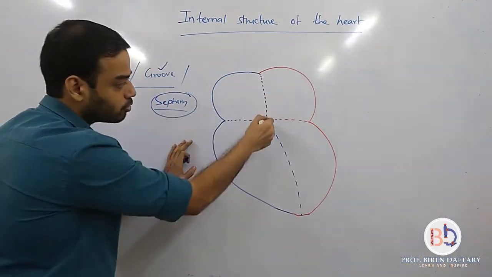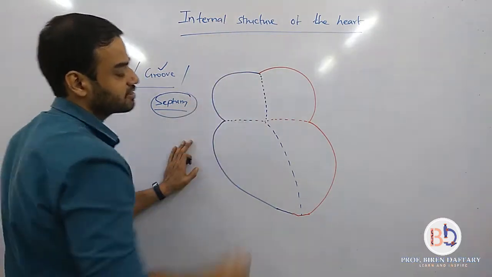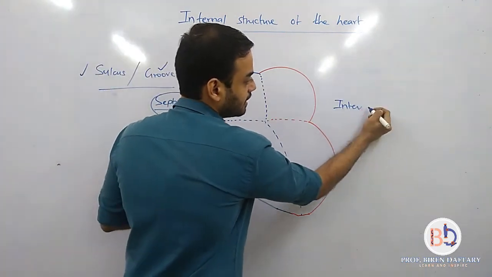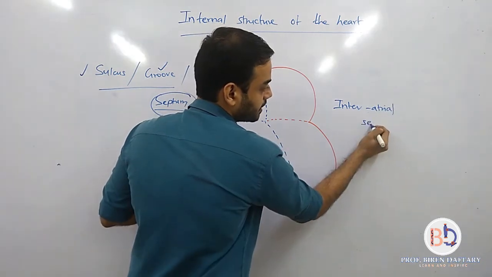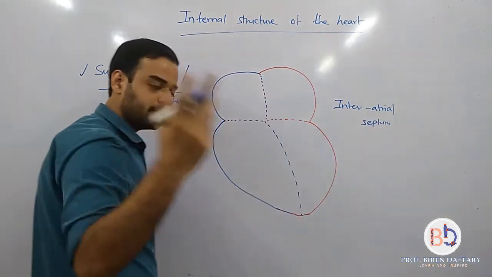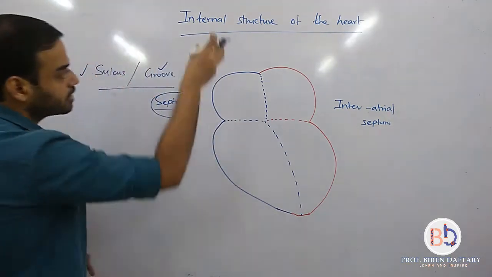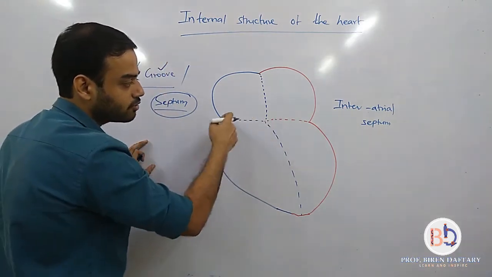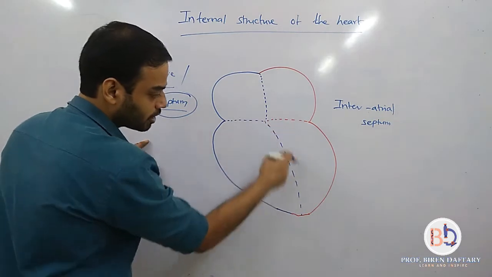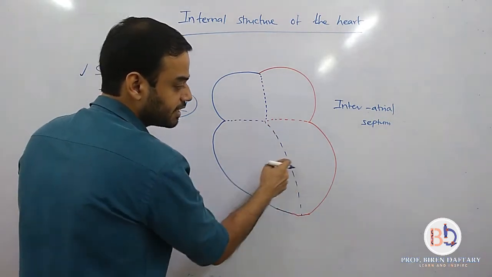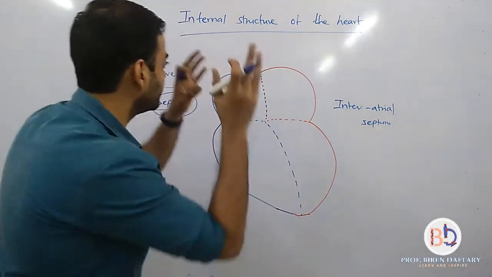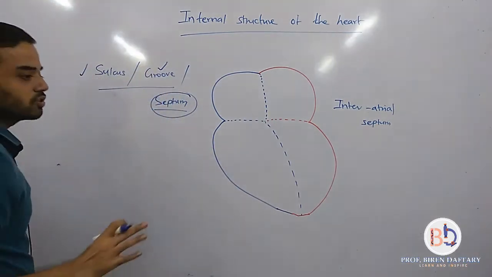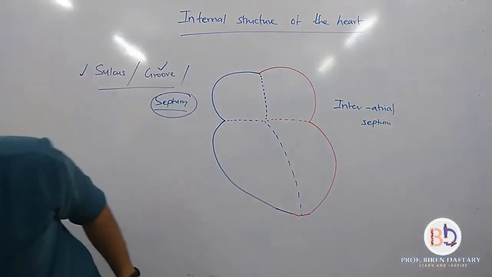So if I am talking about this wall and I am explaining the internal structure, what will this wall be called? It will be called the interatrial septum. Inter means between, atrial means between the atria. Similarly, if I am talking about the internal structure and I want to write the name of these walls, they will be the atrioventricular septum. Is this clear? And if I am talking about this wall, it will be the interventricular septum. So very simple. If it is internal structure, use the word septum. If it is external structure, use any of these two words. Alright, so that is about the walls.